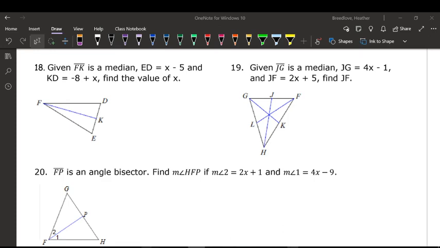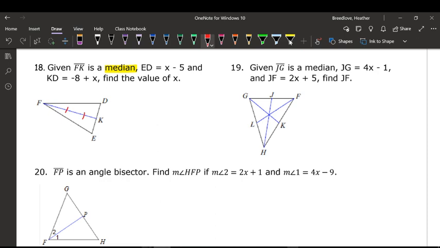So for number 18, we have given segment FK is a median. All right, that's important. If it's a median, medians we split into 3 equal parts. So even though I haven't finished reading it, I know median means I want to split this into 3 equal parts because it's a median.